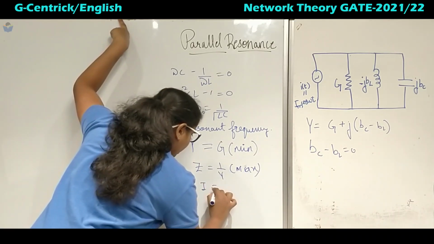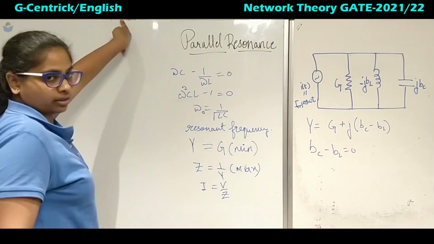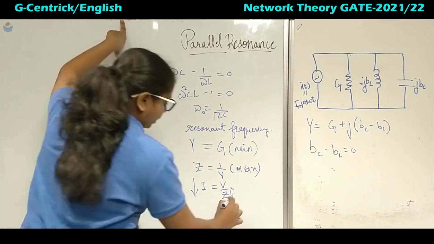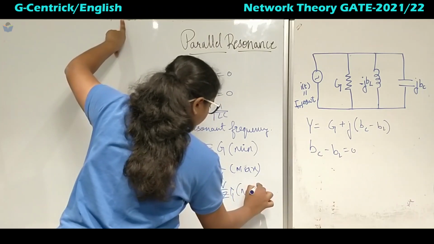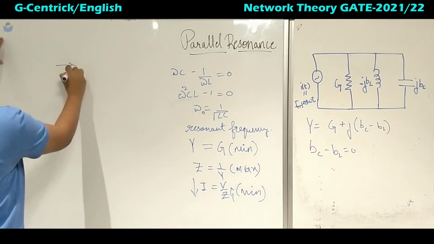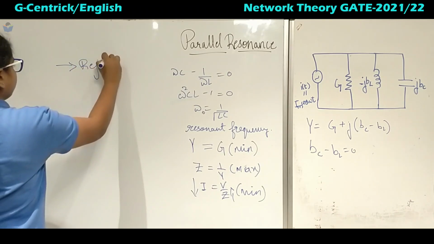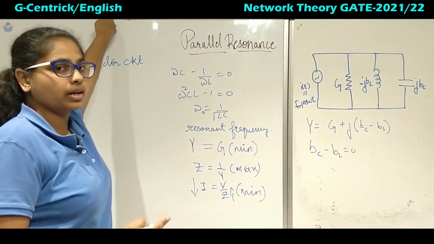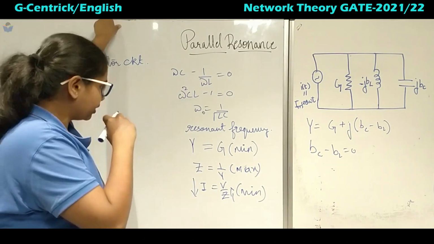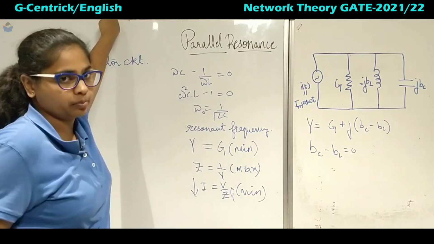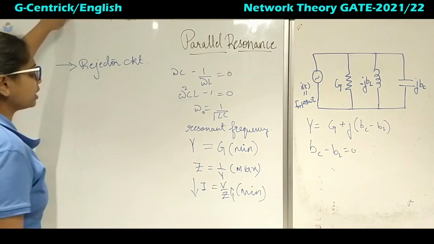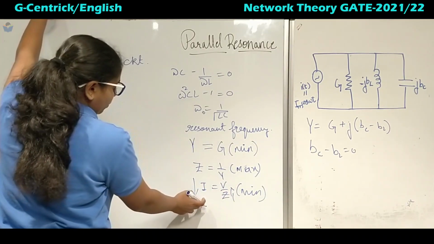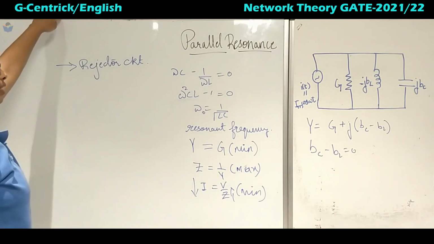So this I, we can write as V by Z. When Z is maximum, what will be I? It will be minimum. So this circuit we can call a rejector circuit. In series resonance we had called it an acceptor circuit, because the current was maximum and the impedance was minimum. But in this case the impedance is maximum, that is why the current will be minimum. Hence we will call this circuit a rejector circuit.